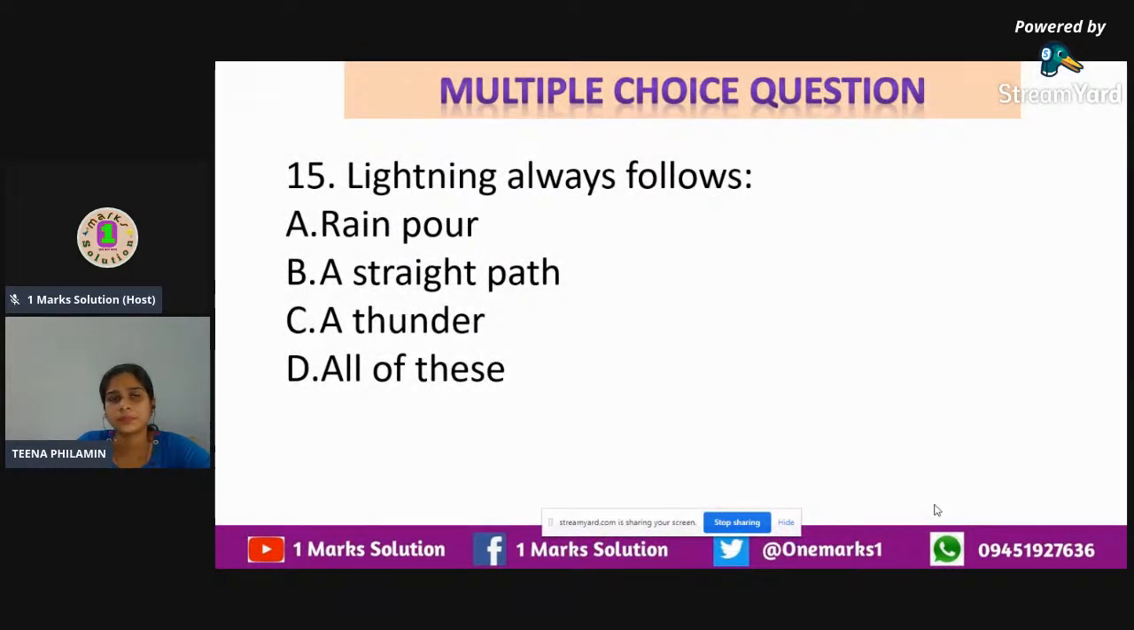15th one, lightning always follows what? Will lightning always follow rainfall, a straight path, a thunder, or all of this? That is, lightning will always be followed by thunder. Actually, during the time of the electrical discharge, light and sound are produced at the same time. But light waves have the peculiarity of traveling faster than sound waves. So we see the light waves first, that is, we see the lightning first. Only after that do we hear the thunder. So the answer is thunder.